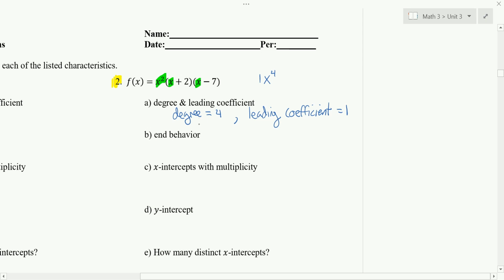So because our degree is even and our leading coefficient is positive, we could say the right end points up and the left end points up as well. We're not sure what happens in the middle, and so we can write that out. The right end goes up to infinity, and so does the left side.